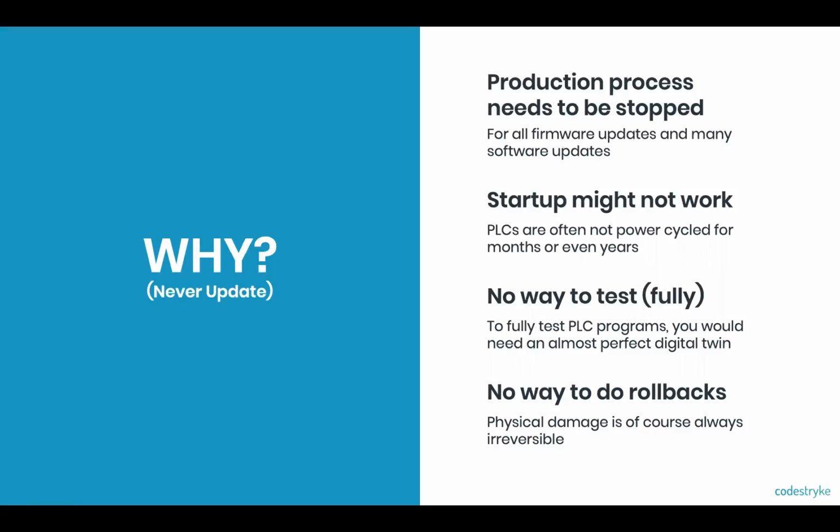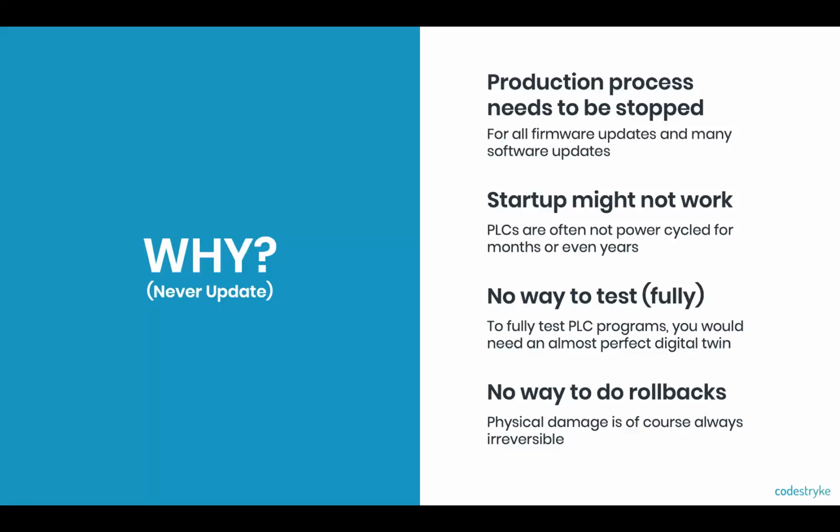the machine and the physical process, because for that you would need to have an almost perfect digital twin. And a lot of companies, I would think about 95%, don't even have any kind of physical simulation to test their PLC programs before they are deployed. And if you then deploy the PLC program or the firmware update to your machine, you don't really have an easy way to do rollbacks. So you can't roll back physical damage, of course.